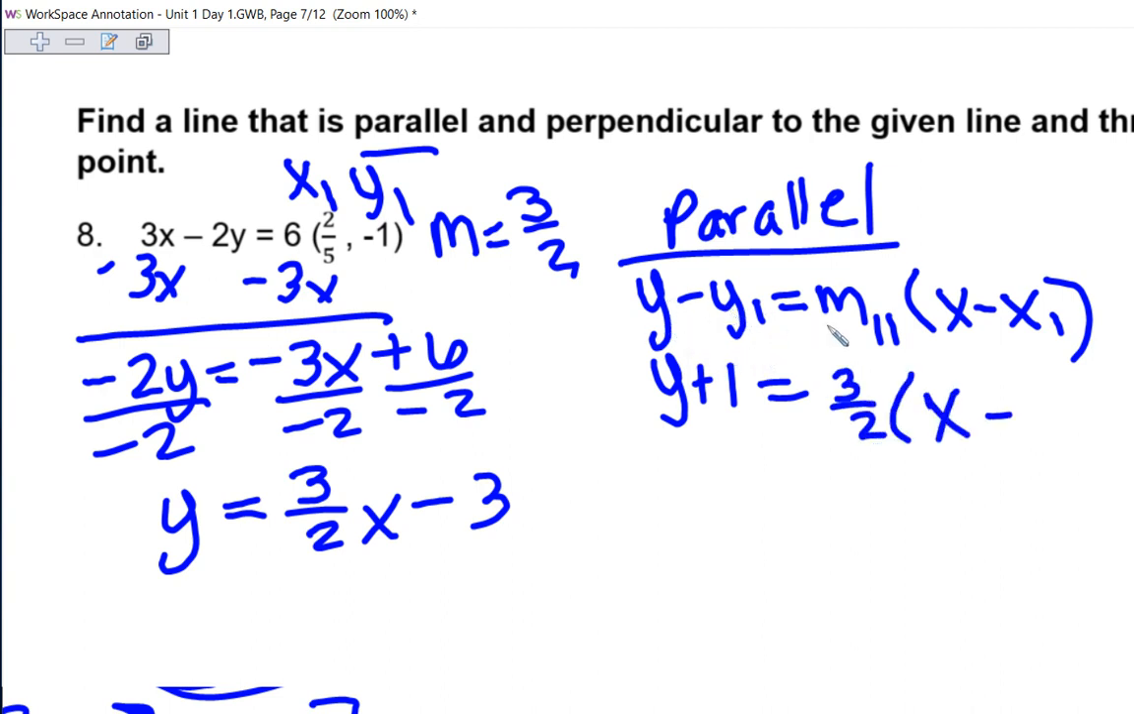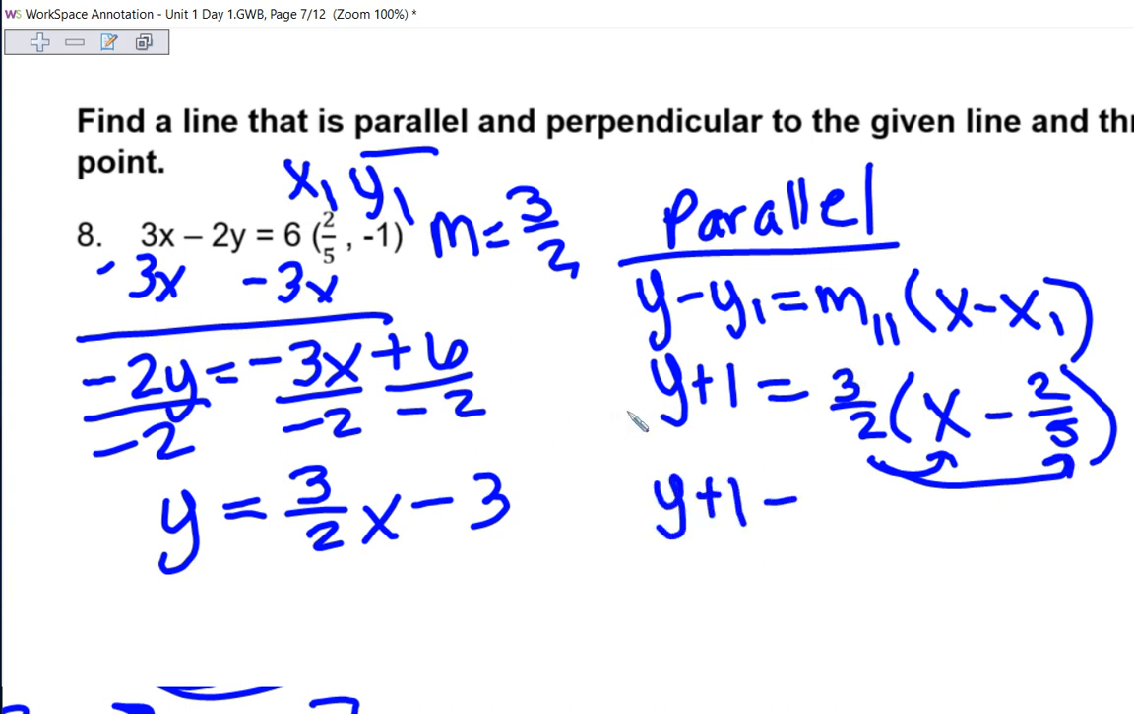And we'll have x minus, and what do I put for x1? 2/5. Simplifying, distribute that 3/2. This will give us y plus 1 equals, what's 3/2 times x? 3/2 x. And 3/2 times -2/5. What happens with these two? They would cancel, so this would just be negative 3/5.